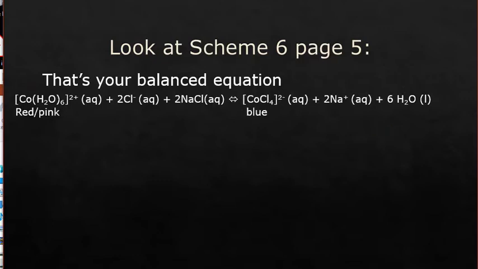Again, pay attention to the colors. On this one, when you're in the red pink, that means the cobalt's back on the reactant side. If you push it to the right or to the product side, the cobalt will go blue, and that's going to indicate which way you are in the equilibrium.